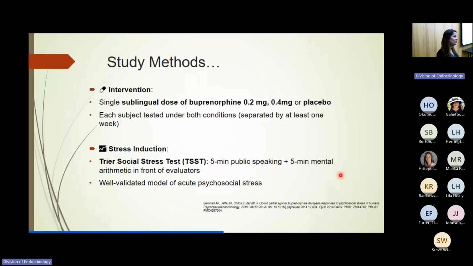So in this study, they did not do dynamic testing to find out if the cortisol response is suboptimal. They just checked the physiological stresses. So they did the Trier Social Stress Test, a very well validated model for acute psychosocial stress response. That was a 5-minute public speaking and a 5-minute mental arithmetic exam in front of an evaluator. That was the stress given to these patients, and then they were supposed to respond to it.